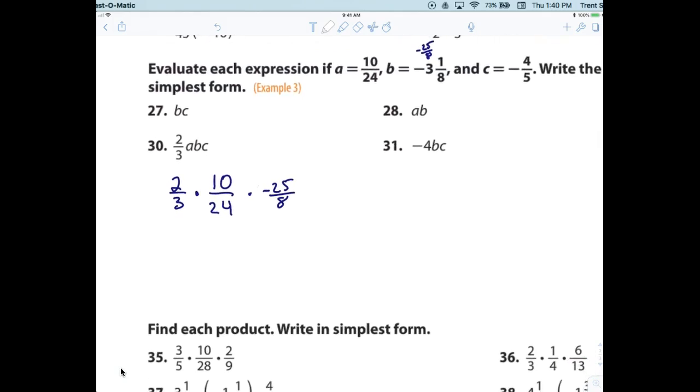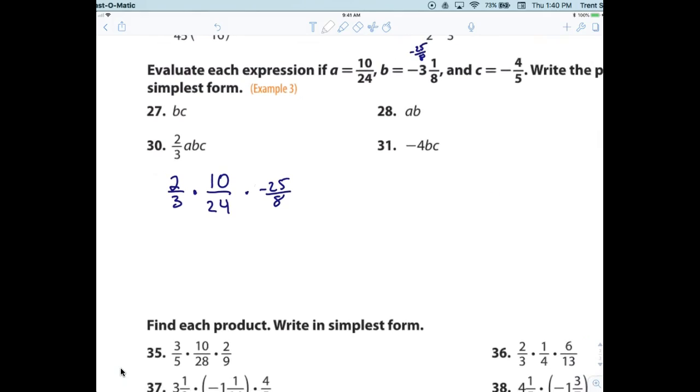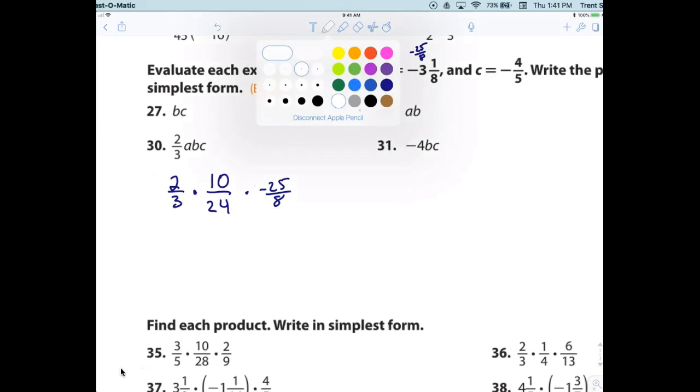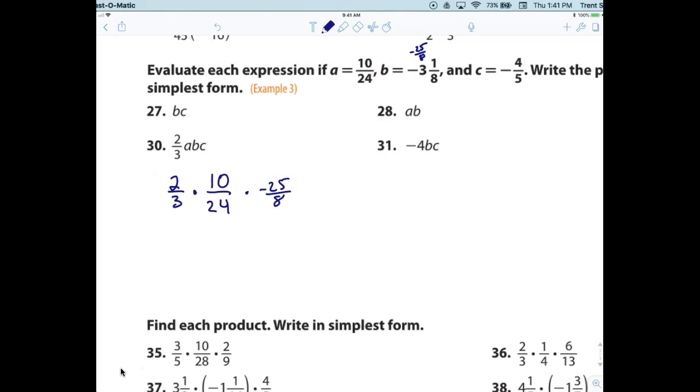All right, so 2/3 times 10 over 24 times negative 25 over 8 times C, which is what? Let's continue. Times negative 4 over 5. Now, the first thing I always tell kids is you should look to see if it's positive or negative first. The answer is obviously what? Positive, right? You agree? Positive.